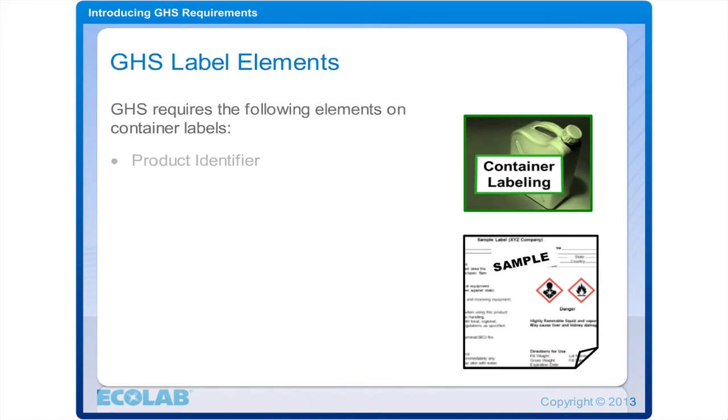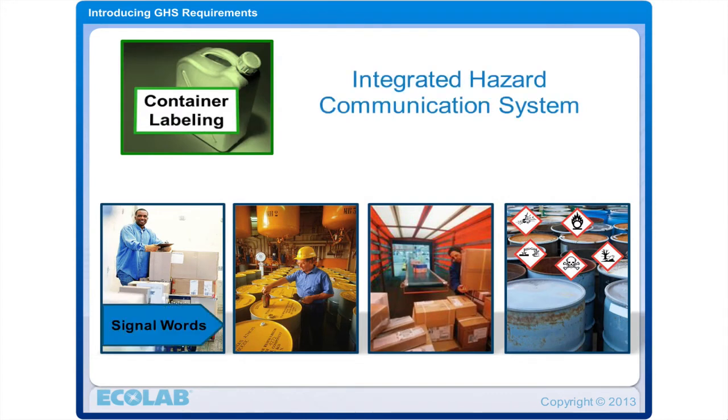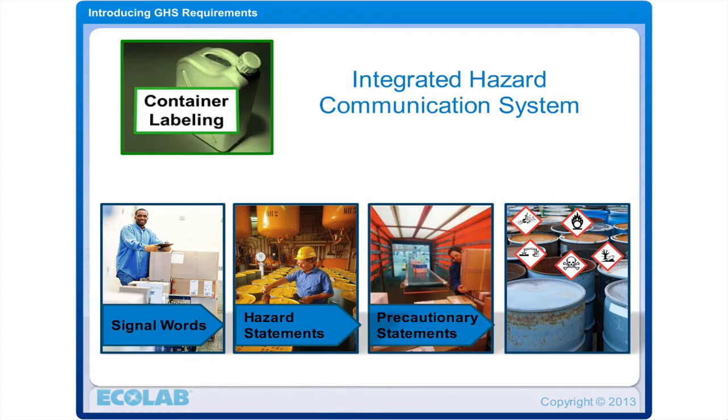GHS label requirements will standardize information to be included on container labels. All these label elements complement each other to provide you more complete information about each product, so you know how to handle it safely. In this section, we'll take a closer look at signal words, hazard statements, precautionary statements, and pictograms. Signal words, hazard statements, precautionary statements, and pictograms have been standardized and harmonized and form an integrated hazard communication system.